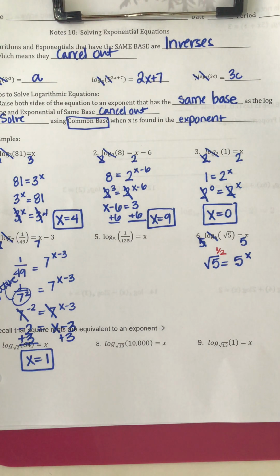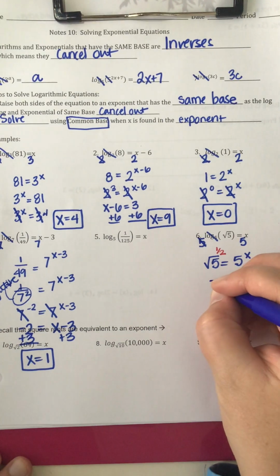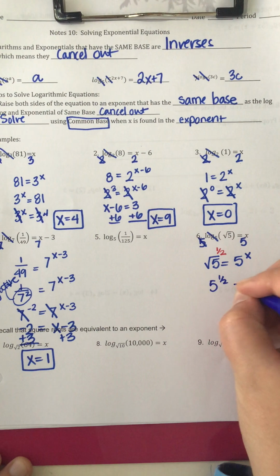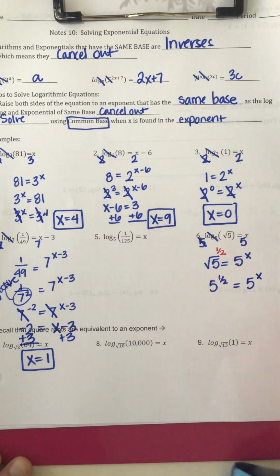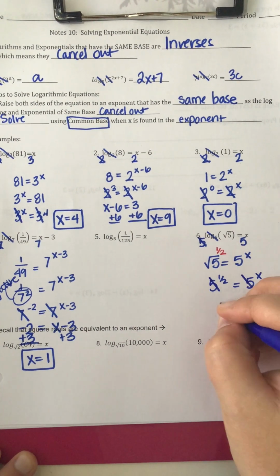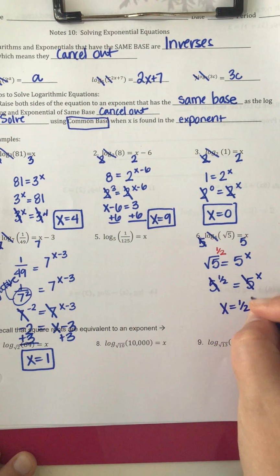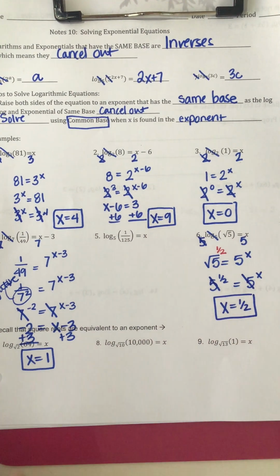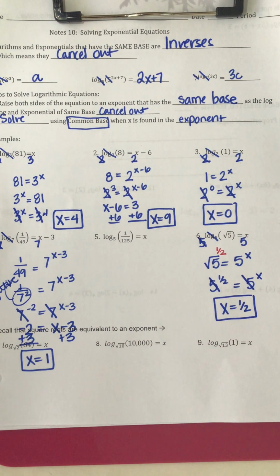And then from there, now that I have 5 to the half equals 5 to the x, then I can cross out those common bases and I have my answer. So it'd be x equals a half. Any questions on that?